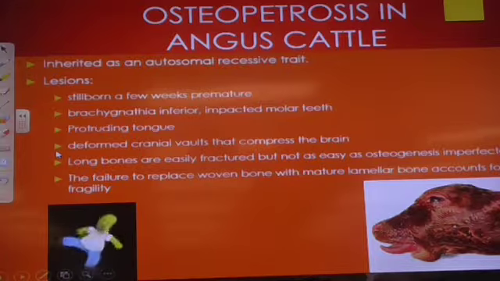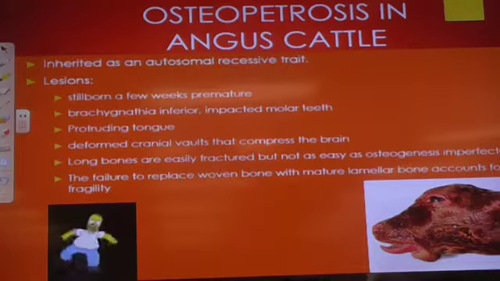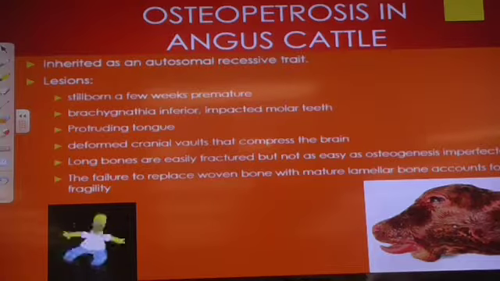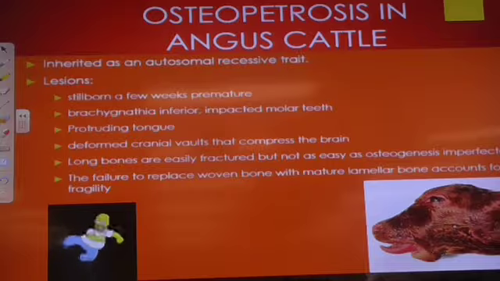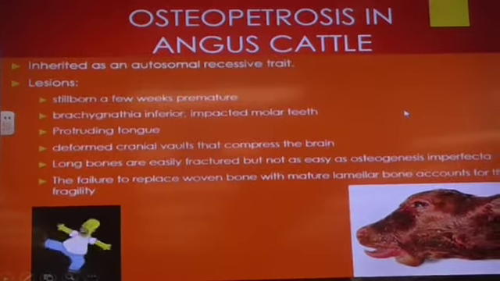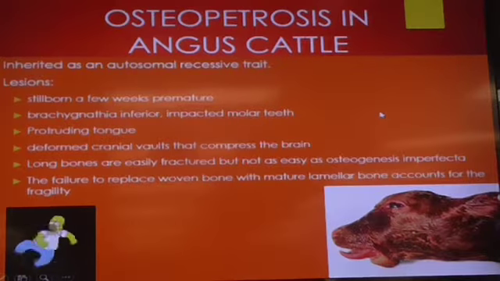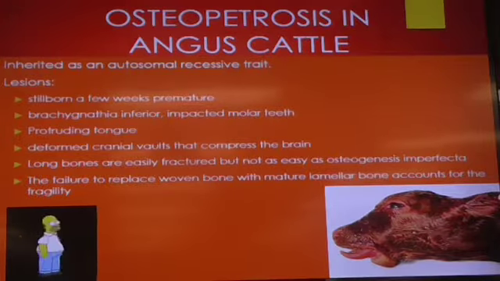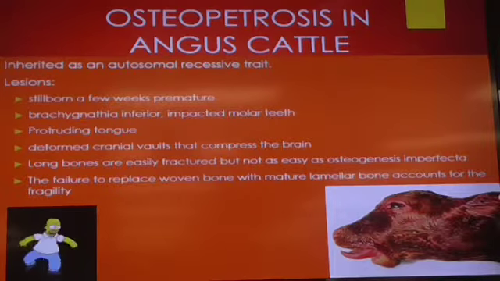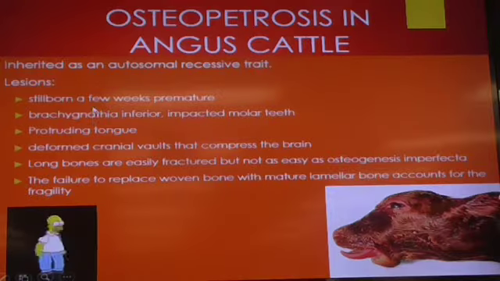Long bones are easily fractured, but not as easily as osteogenesis imperfecta, which we will talk about before the end of this hour. And there's a failure to replace woven bone with mature lamellar bone that accounts for the fragility. Okay. So these are all of the different effects that we see with osteopetrosis in specific Angus cattle. So this is a congenital defect, it's autosomal recessive, and they have that in addition to the other defects. Make sure you are familiar with the defects that you can see in this.